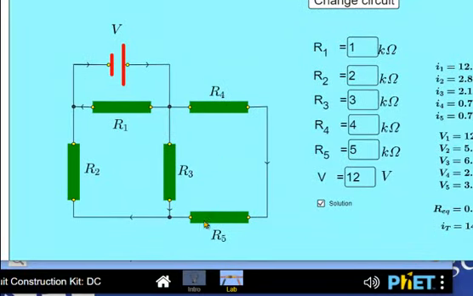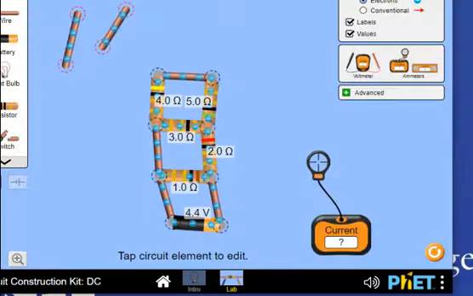4 and 5 in series, parallel to the 3, in series with the 2, and everything parallel with the 1. So 4 and 5 back here in series, in parallel with the 3. Then all of this stuff here is in series with the 2. And then all of this stuff here is in parallel with the 1.